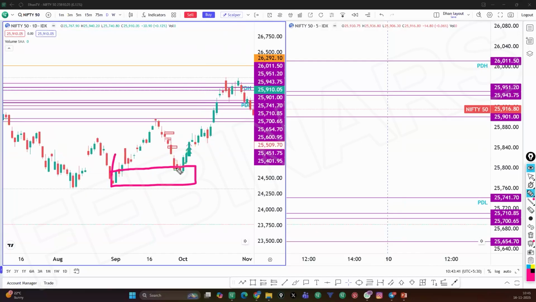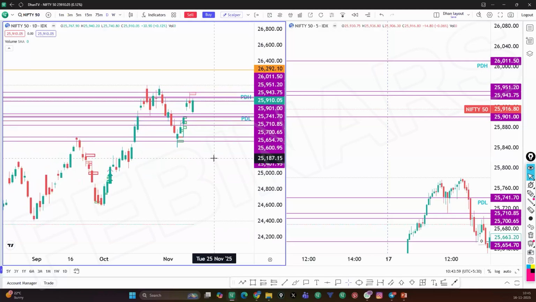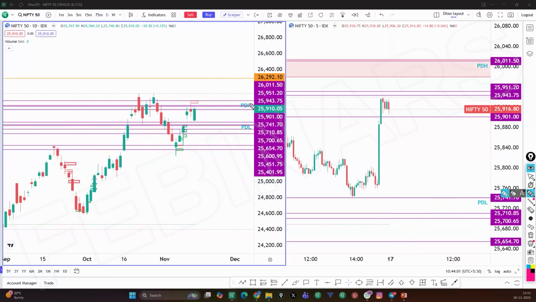Even FIIs will square up their positions. Why? They were shorting from here, so they will square up their positions here. That is what they have done. They closed their positions, and now they are again initiating short positions at this level. This level is not a great level for buying. They're shorting the market. I am waiting for an opportunity on Monday to short this market.